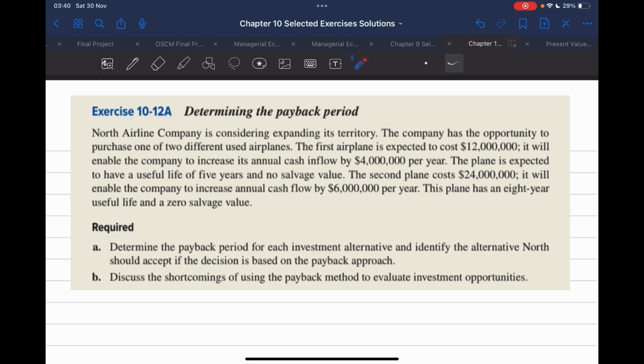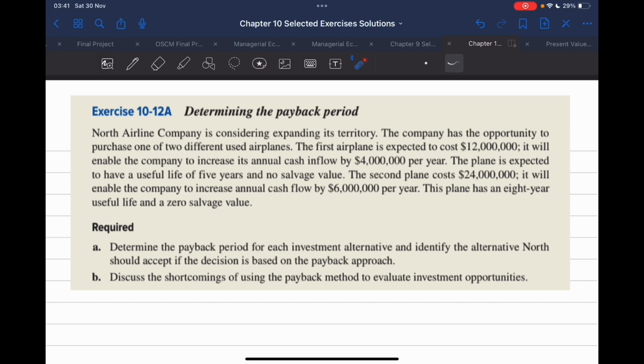It says North Airline Company is considering expanding its territory. The company has the opportunity to purchase one of two different used airplanes. The first airplane is expected to cost $12 million. It will enable the company to increase its annual cash inflow by $4 million per year. The plane is expected to have a useful life of 5 years and no salvage value. The second plane costs $24 million. It will enable the company to increase annual cash flow by $6 million per year. This plane has an 8-year useful life and a 0 salvage value.